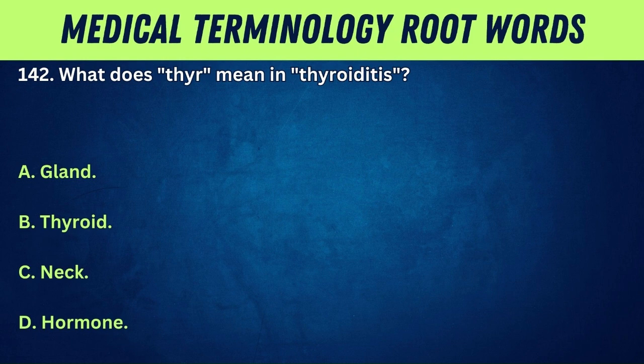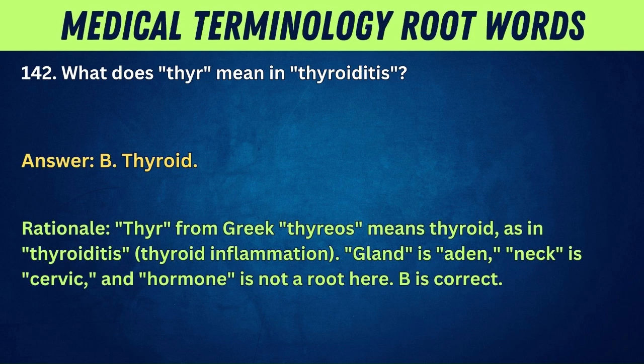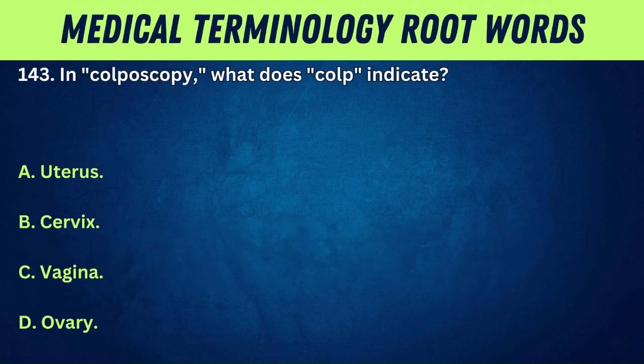142. What does thyr mean in thyroiditis? A. Gland. B. Thyroid. C. Neck. D. Hormone. Answer: B. Thyroid. Rationale: Thyr from Greek thyreos means thyroid, as in thyroiditis, thyroid inflammation. Gland is aden, neck is cervix, and hormone is not a root here. B is correct.